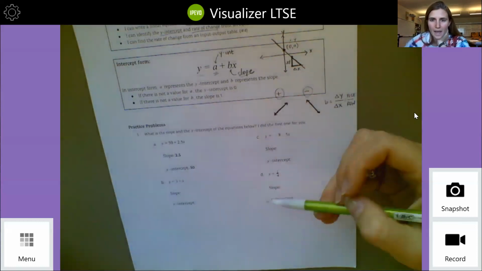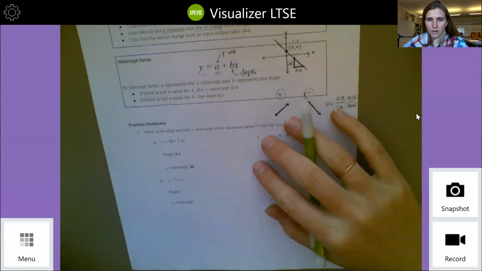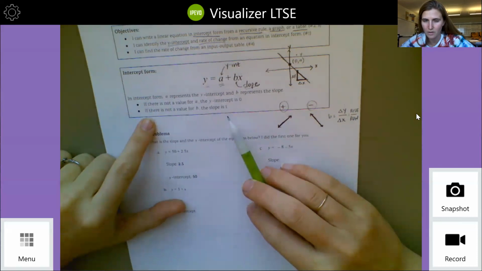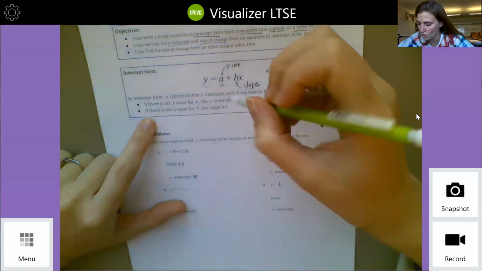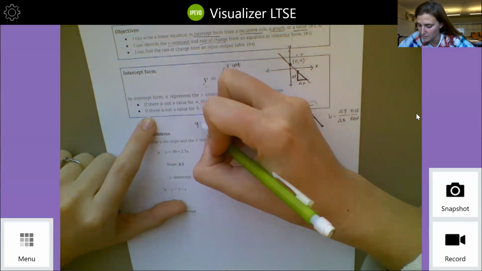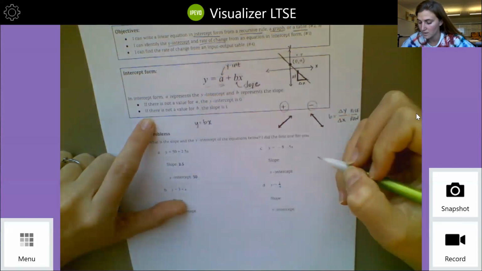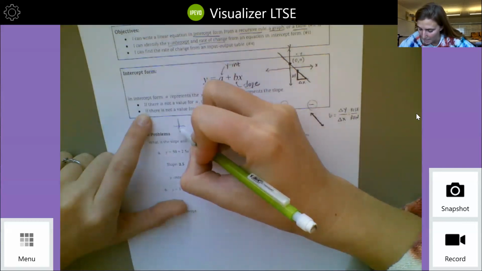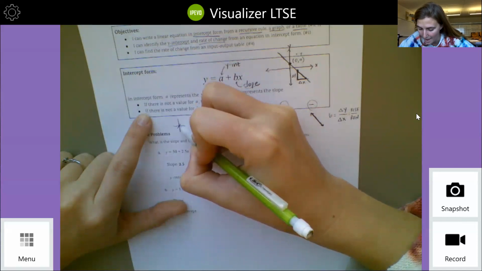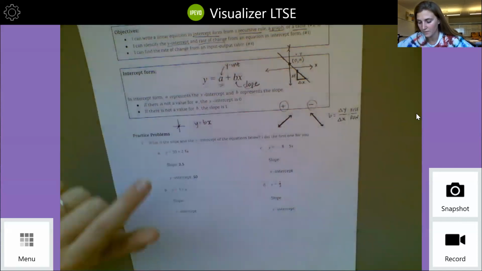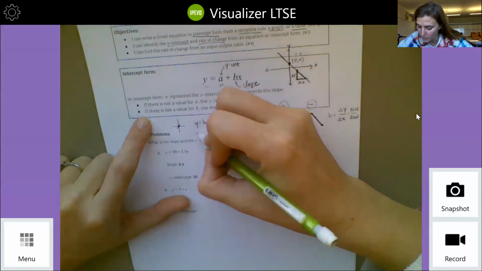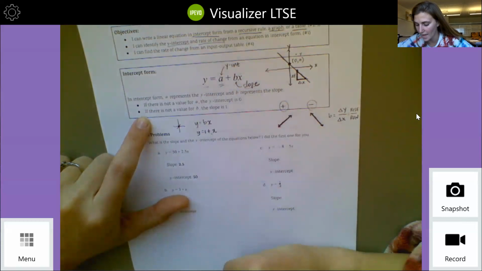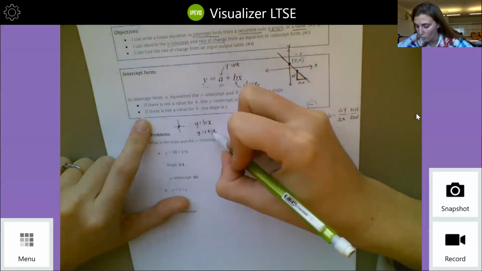All right, one more thing I want to talk about. If there is not a value for a, if there's no value here, if we just have something that looks like y equals bx, then our y-intercept is 0. That means that the line would cross at the origin. And then if there's not a value for b, if we have something like 1 plus x, and there's nothing in front of the x, the slope is equal to 1.